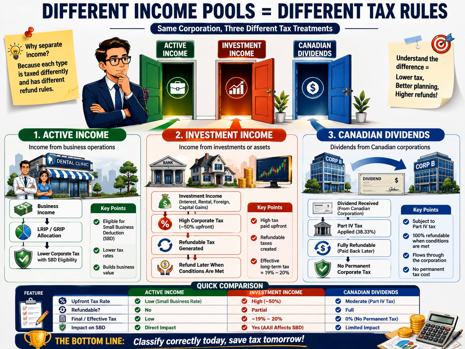At the bottom of the slide, you can see a comparison of the three income pools. Active income benefits from lower tax rates. Investment income faces higher upfront tax, but generates refundable taxes. Canadian dividends are subject to Part 4 tax that is generally fully refundable. The key takeaway is this: the same corporation can earn multiple types of income, but each type follows its own tax rules, tax rates, and refund mechanisms.